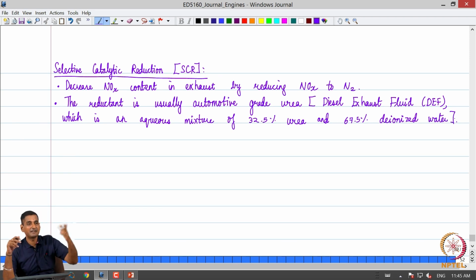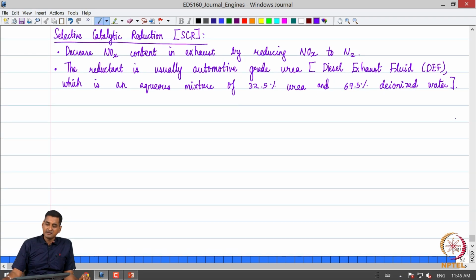So, this is the reductant, which reacts with NOx and then reduces it to N2. To enable this process, typically catalysts are used, which are vanadium and zeolite based catalysts.